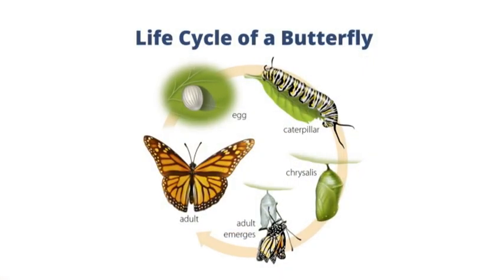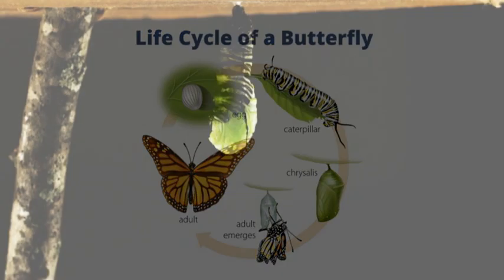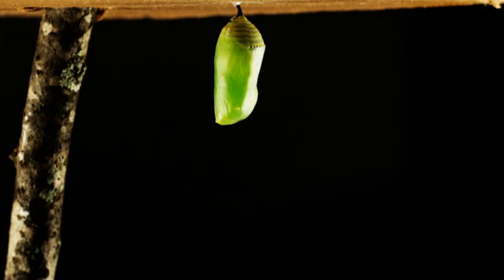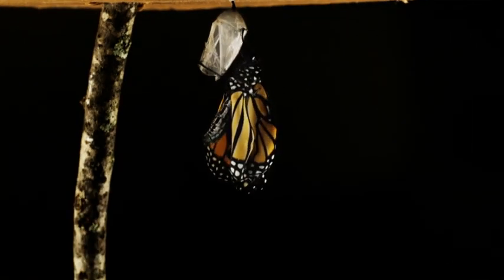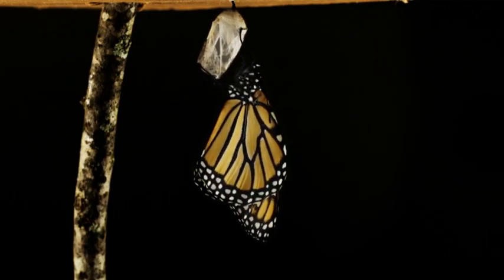The next stage is the pupa stage. The caterpillar covers itself in a shell. Inside the shell, it transforms into an adult. The adult emerges from the shell. This is the butterfly that you see and admire.